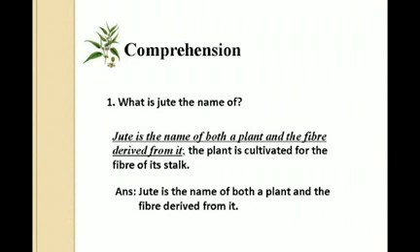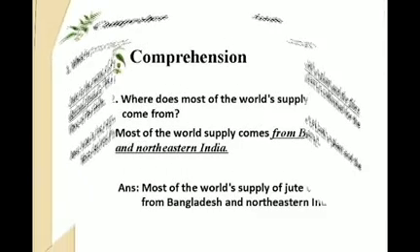The first question is, what is jute the name of? To get the answer for these questions, look at the very first sentence of the passage. Jute is the name of both a plant and the fiber derived from it. The plant is cultivated for the fiber of its stalk. So, jute is the name of both a plant and the fiber derived from it.